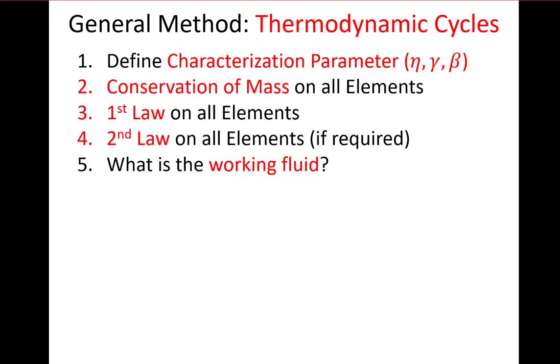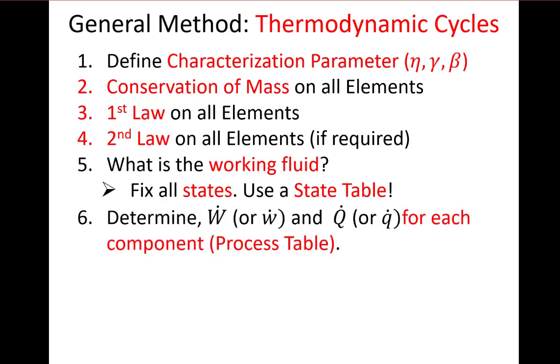Then you got to ask yourself, what's the fluid? In a Rankine cycle, the fluid is water, or something like water that's bouncing back and forth across the vapor dome. You go through, you fix all the states, right? You keep track of all that stuff on your state table. Once you have all those h's or s's or whatever you need, you put it back into your symbolic equations, and poof, you got an answer, right?